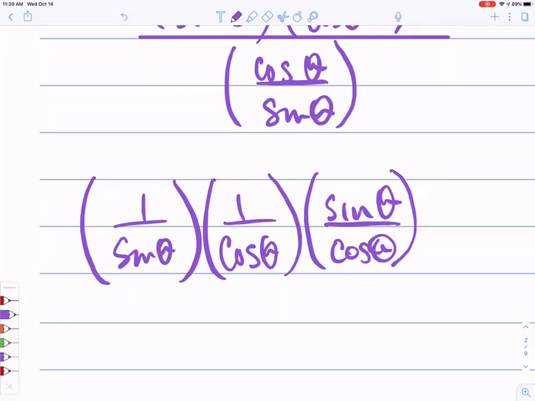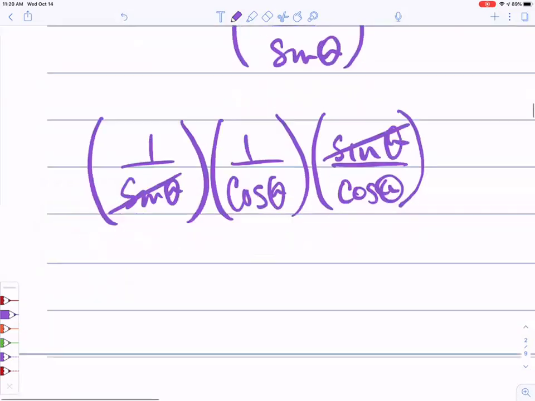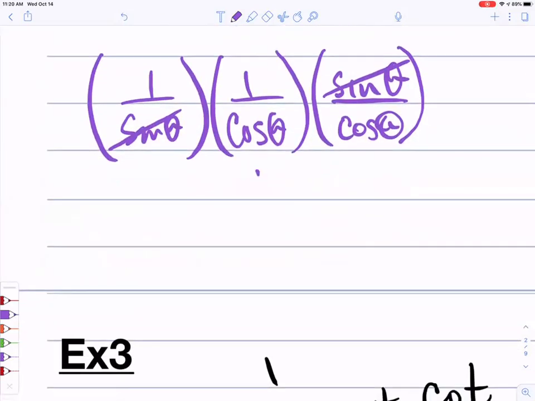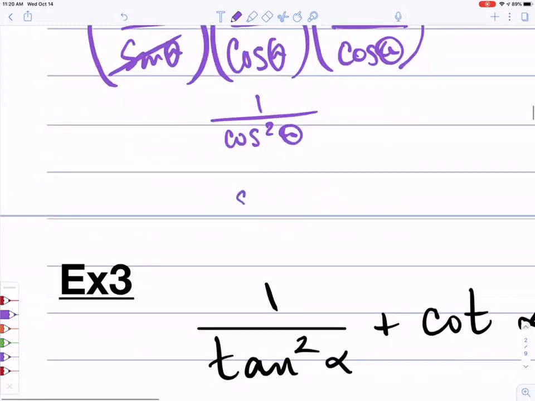All right, what can I do? I can cancel out a sine on top and a sine on bottom. What's left on top? 1. What's left on bottom? Cosine squared. Now you're not finished with that because there is a way that I can write 1 over cosine squared that's simpler. So what is 1 over cosine squared the same thing as? Secant squared. Yeah, secant squared.